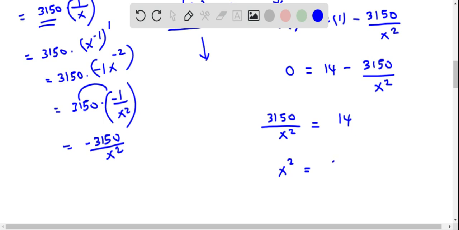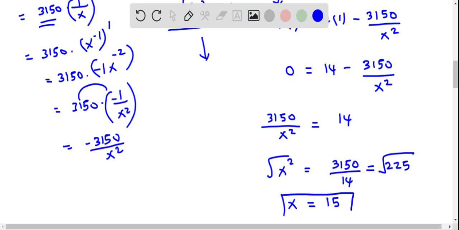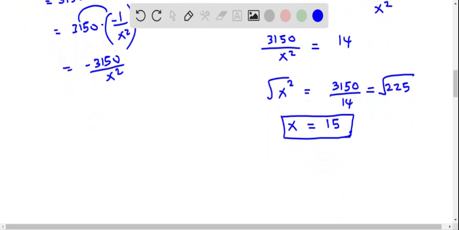So x squared equals 3150 over 14. And we plug this into the calculator, we get 225. So therefore we see that x equals, we have to take the square root on both sides. We will get x equal to plus or minus 15, but here we use only the positive 15 because the side length x cannot be negative. So this is the critical number of the function.